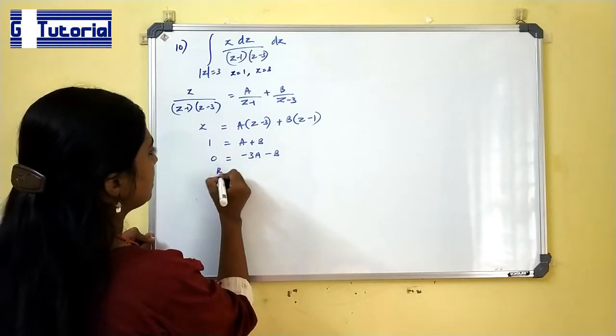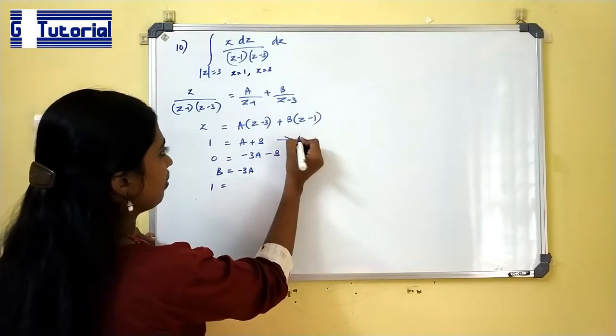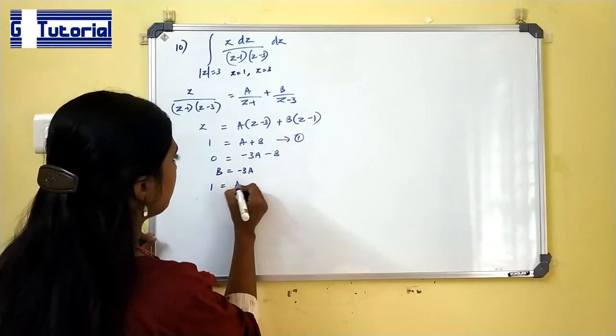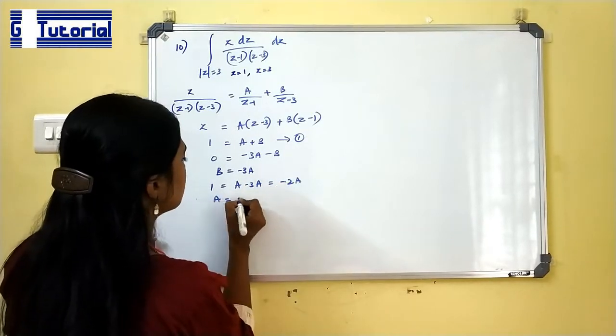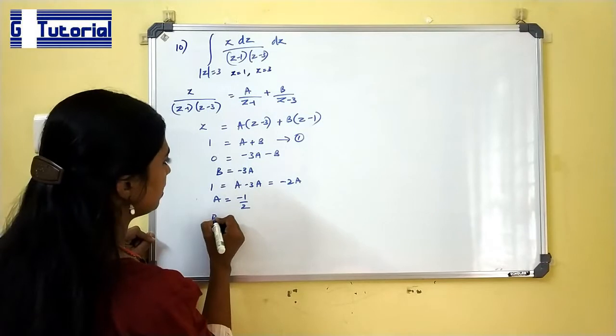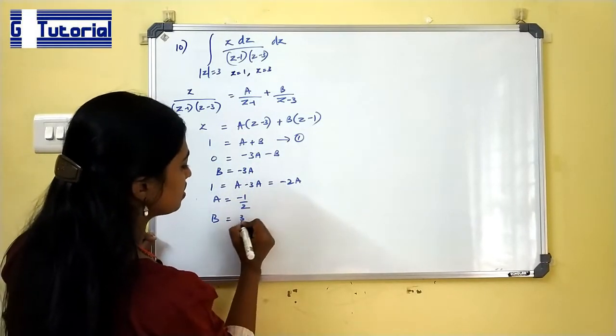From here we will get b is equal to minus 3a. When we substitute into equation 1, we will get a minus 3a, which is equal to minus 2a. So a is equal to minus 1 by 2. And from here, b is equal to minus 3 into minus 1 by 2, that is 3 by 2.